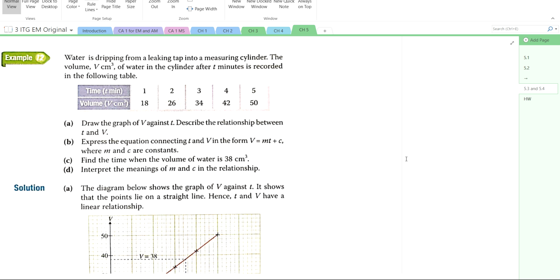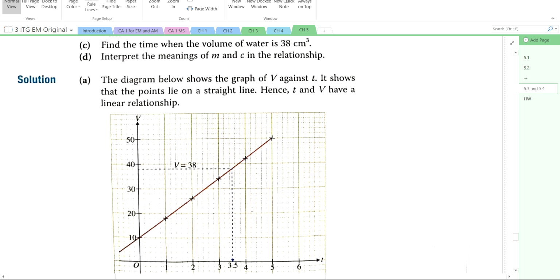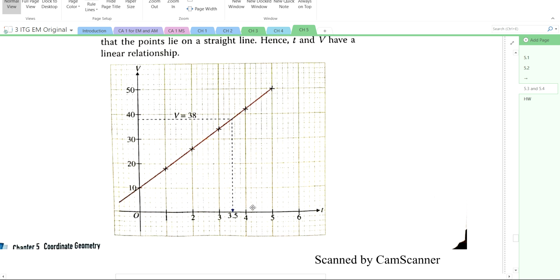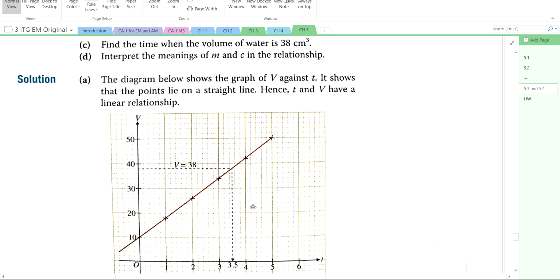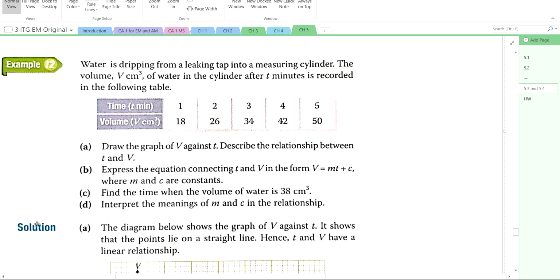Draw the graph of V against T, describe the relationship, okay? That's not difficult. So it's drawn for us over here already. We see that it is actually a straight line. So they have a linear relationship. So that's part A. As your time increases, your volume increases. Is it volume? That's V. Yeah, volume increases. Okay, no problem.